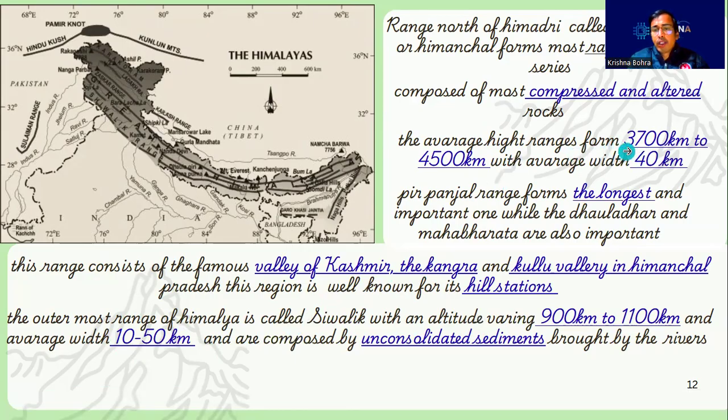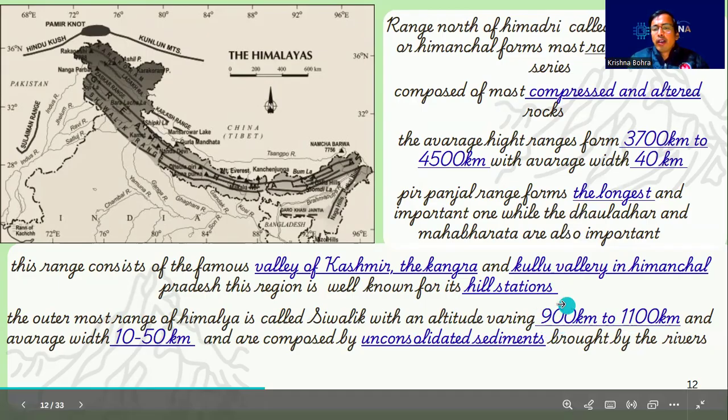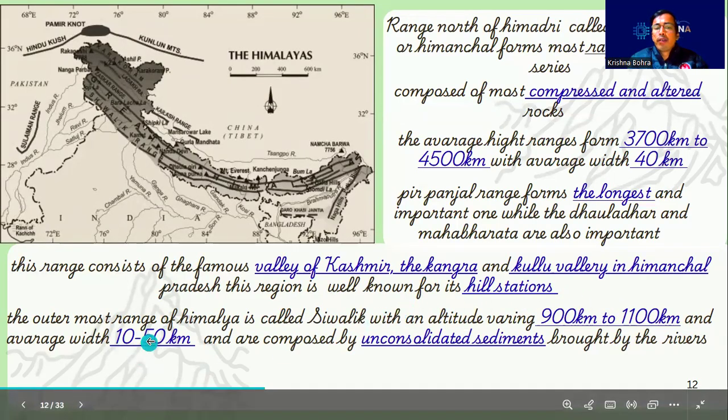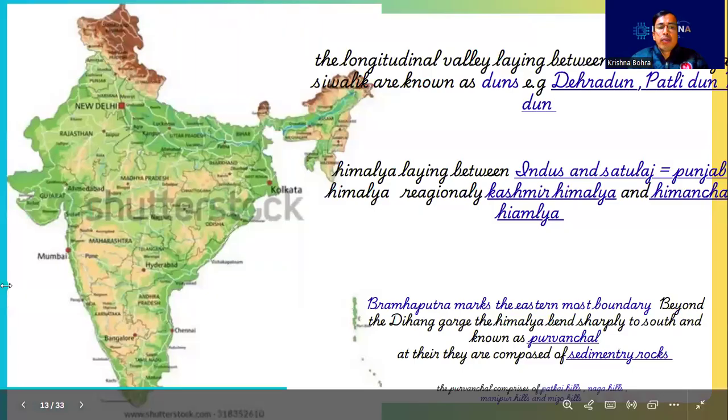Lesser Himalaya. So Lesser Himalaya has an average height of 3,700, we can consider it 4,000, while the Shivalik has, we can consider, 1,000 average altitude with an average width of, we can say, 35 to 40, from 10 to 50. It is composed of unconsolidated sediment brought by the different types of rivers. So we have understood different types of Himalaya.